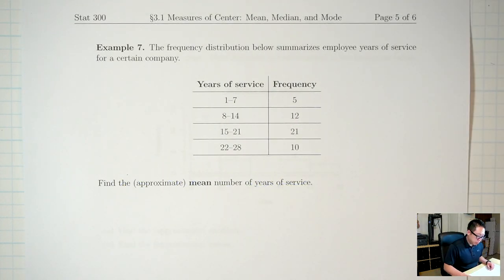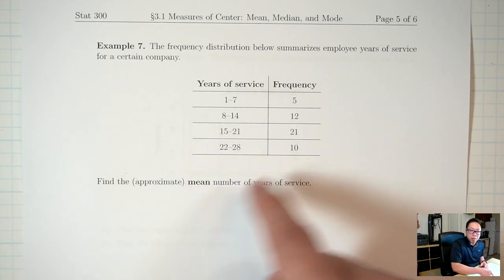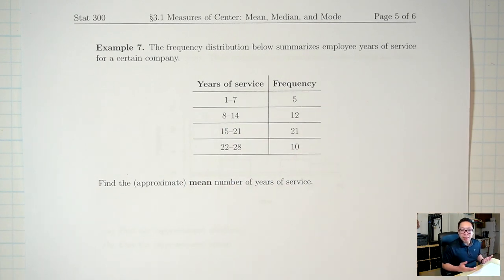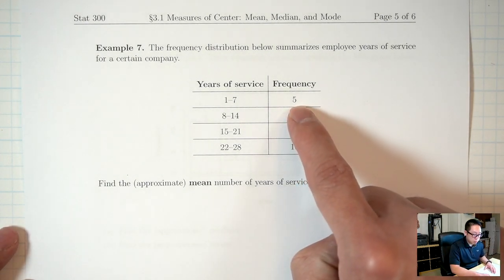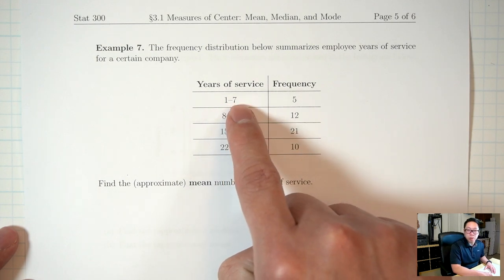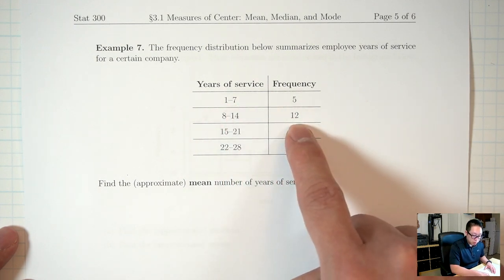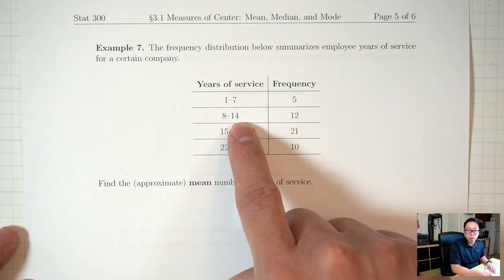Example seven. The frequency distribution below summarizes employee years of service for a certain company. Find the mean number of years of service. So we know that if we have a table, we can't just add up all the numbers and then divide by however many numbers there are, right? We have to think about what this table is telling me about the original data. There's 5 people who have between 1 and 7 years of service. There's 12 people who have between 8 and 14 years of service.